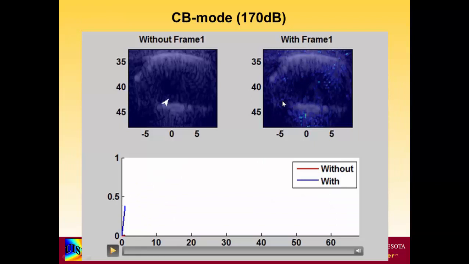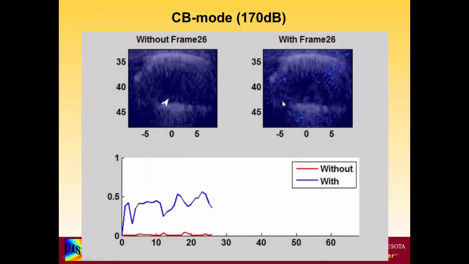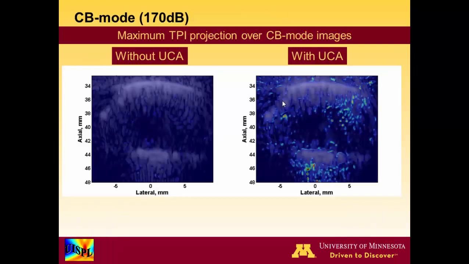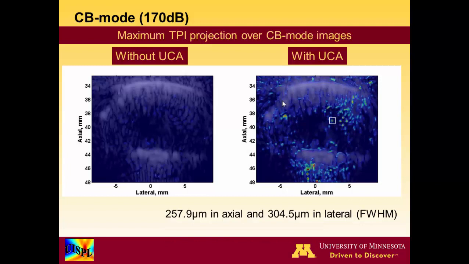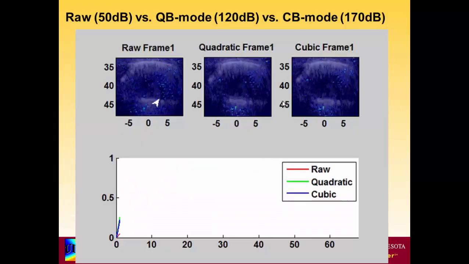And this one is from the cubic component, and the dynamic range was 170 dB. The result of the cubic component is quite consistent with the quadratic component. Still a clear separation, and multiple locations were chosen inside of the brain. The maximum projection shows that the cubic and quadratic have similar resolution.